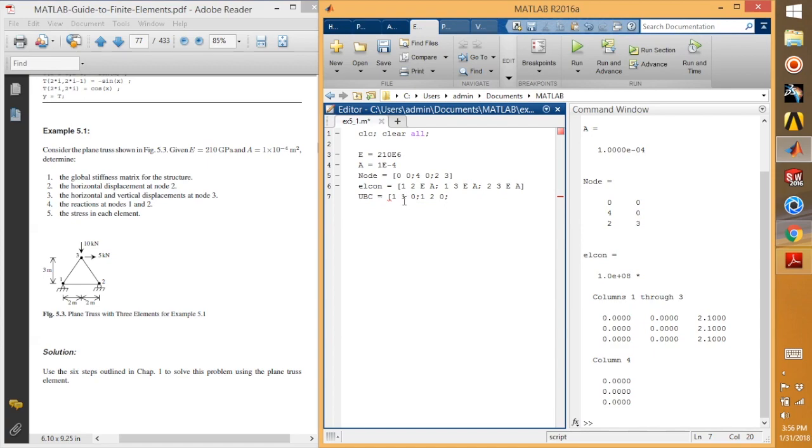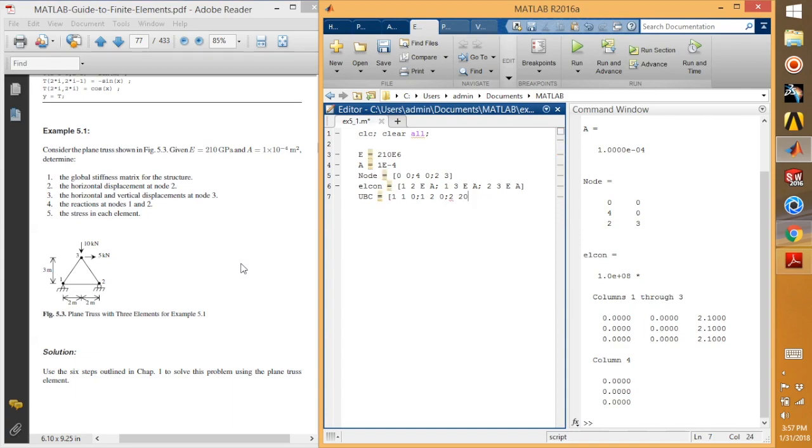So using this we can type for the second node. In the second node we have a roller support. A roller support will allow displacement in x direction, but it is not allowed to displace in y direction. So we have 2 2 0. So we have defined our boundary conditions for displacement.